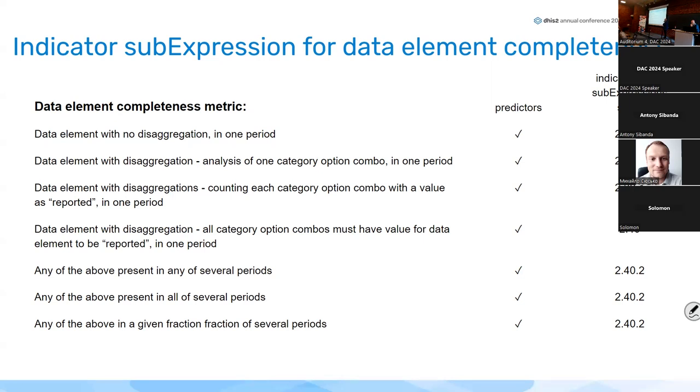And then finally, by 2.42, we added the ability to go back in time. So you could look and say, was a value present in any of several periods, or was the value present in all of several periods? I want to find the facilities where they reported every month in the last 12, or some fraction. Find all the facilities where they reported in 9 out of the last 10 months, or 8 out of the last 10 months, or find the ones that underreported only in 1 or 2 out of the last 10 months, or 12 months.